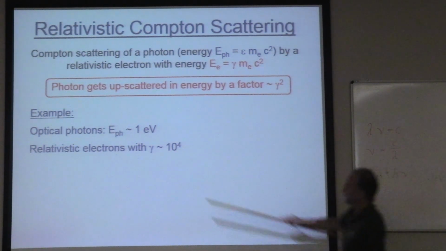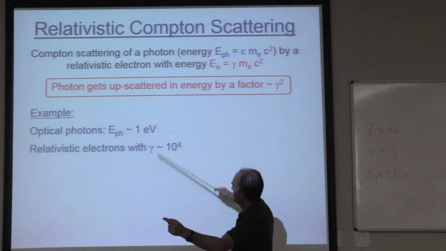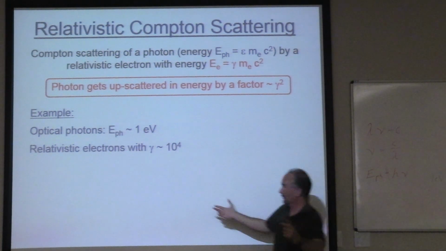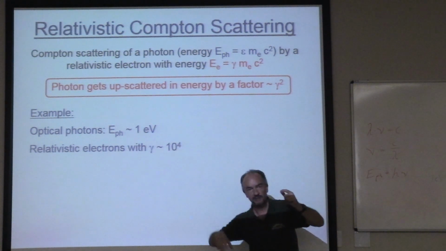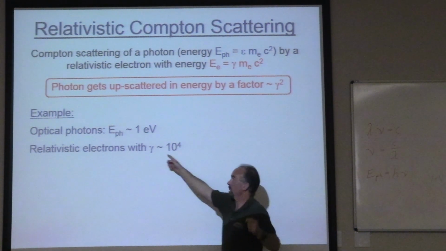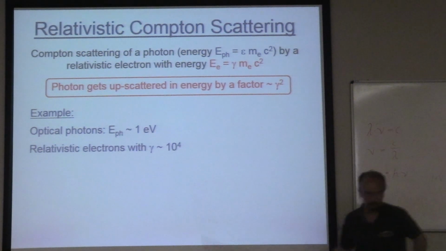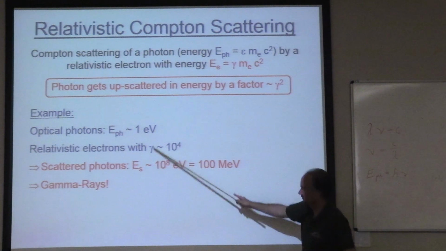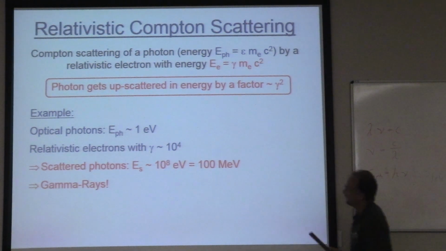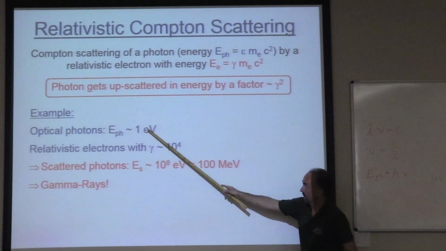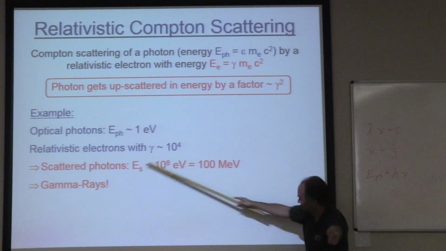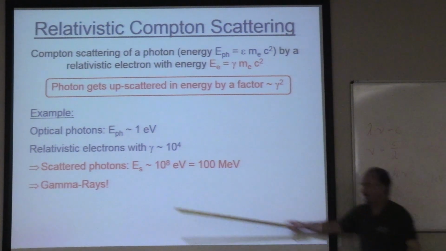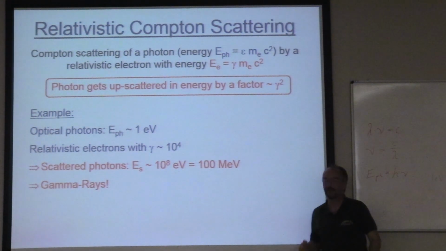But, so, take a visible light photon, and let's say we have a relativistic electron with a Lorentz factor of 10,000. We know there are electrons with even much higher energy than that, so this is not something unusual. What happens to the photon when it gets scattered? It picks up a factor gamma squared, which is 10 to the 8, 100 million. So the scattered photon from visible light suddenly comes out at 100 mega-electron volts, smack in the X-ray regime and then in the gamma ray regime.